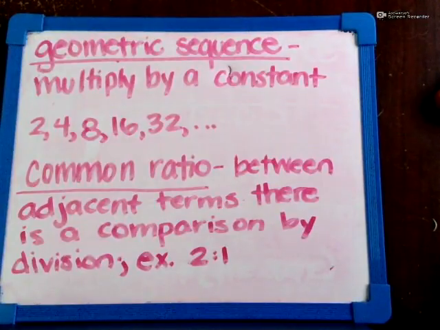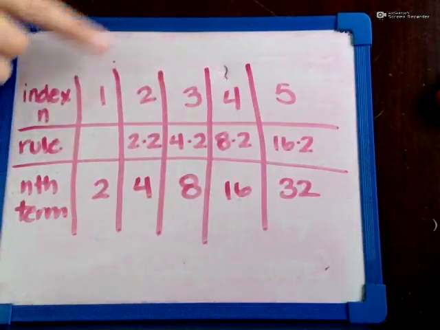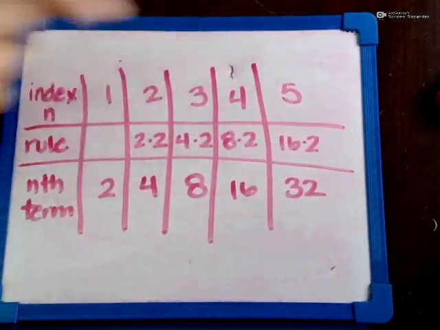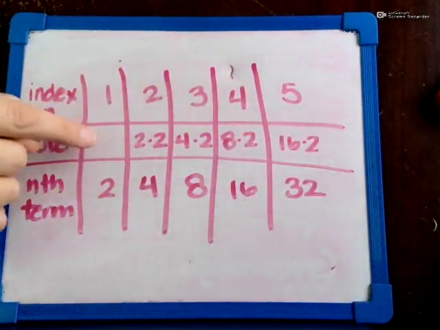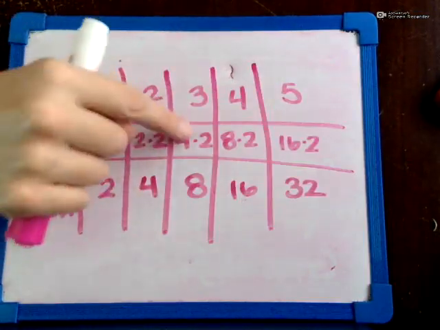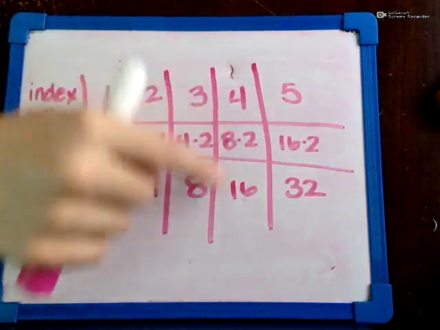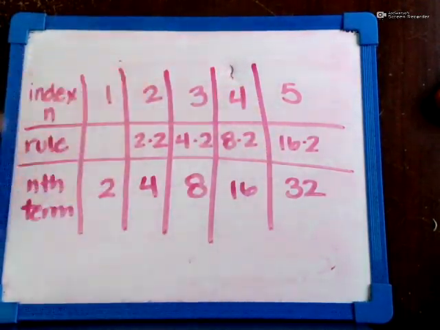So for this one, I'll draw a table. So here's a table showing what we were just talking about. Here's the index, or n. It's just the first term, second term, third term, fourth term, fifth term. Here's the rule. Everything's being multiplied by 2. So this is just our first given term. And then it's 2 multiplied by 2, 4 multiplied by 2, 8 multiplied by 2, 16 multiplied by 2. So here's all of our table.